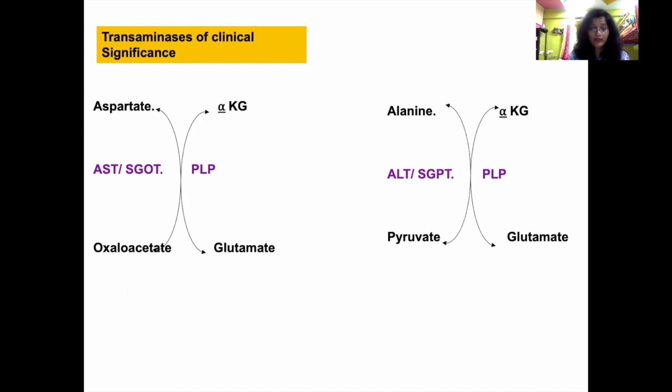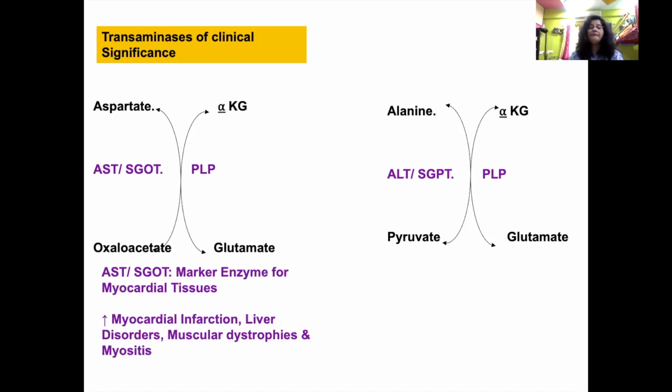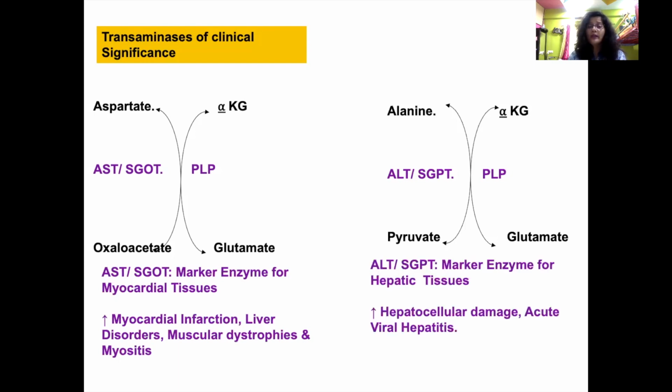Now, why are we discussing these two transaminases? Because these two transaminases have clinical significance. AST or SGOT is used as a marker for myocardial tissue, and its level increases very high in case of myocardial infarction. Its level also increases in liver disorders, muscular dystrophies, and myositis. While ALT or SGPT acts as a marker enzyme for hepatic tissue, and its level increases very high in hepatocellular damage, as in acute hepatitis and even drug-induced hepatitis. So these were the transaminases of clinical importance.